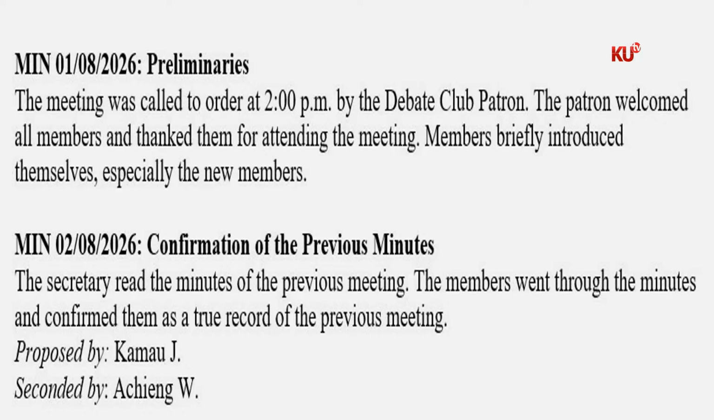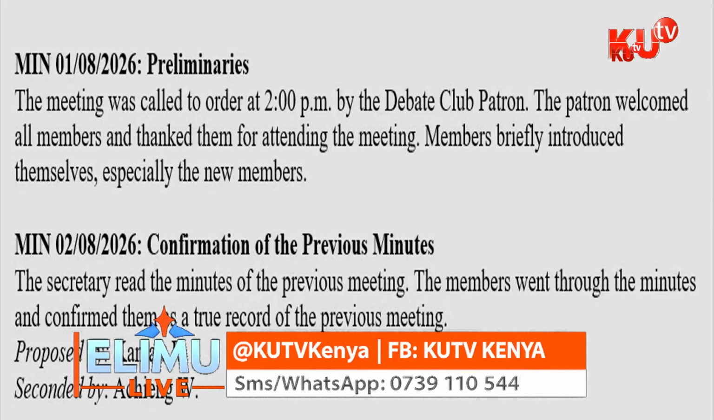So under confirmation of the previous minutes, remember this is our second item, and so it must also be minuted. So this one will be minute 2. So you write it like this, and then reading and confirmation of the minutes of the previous meeting.